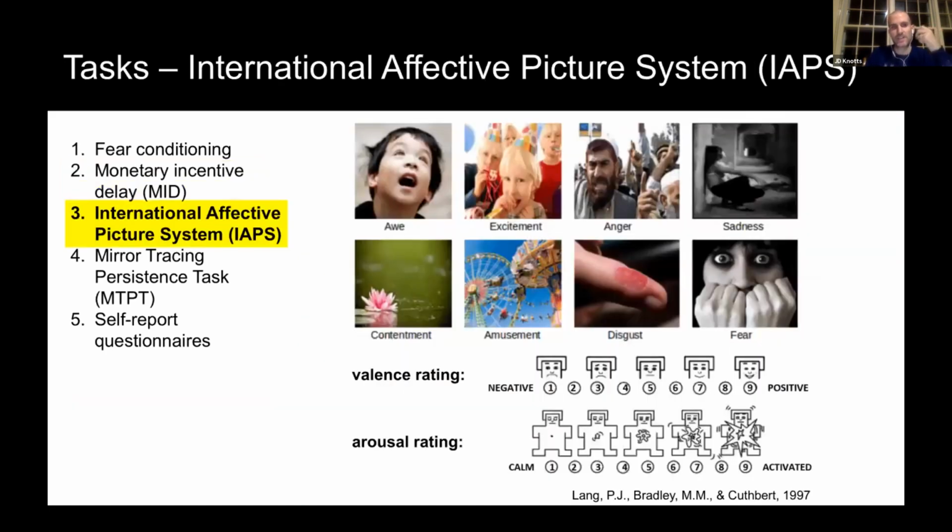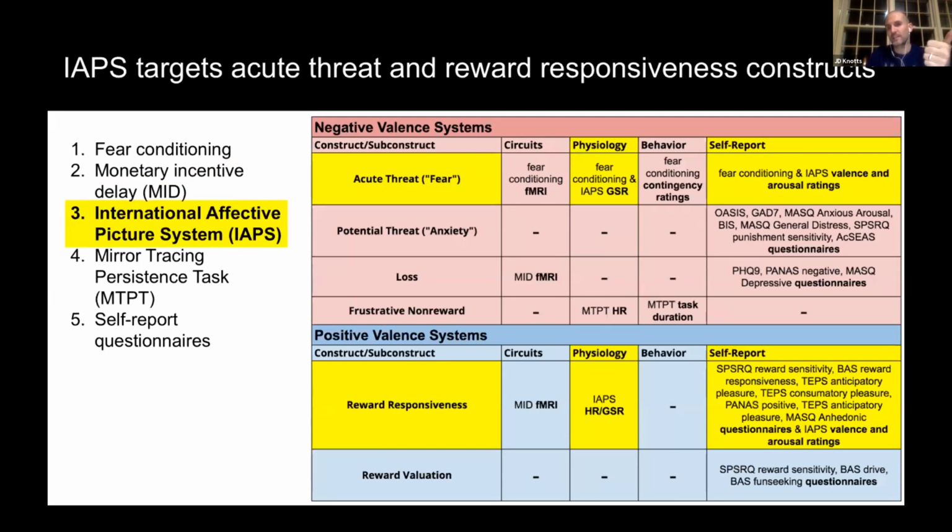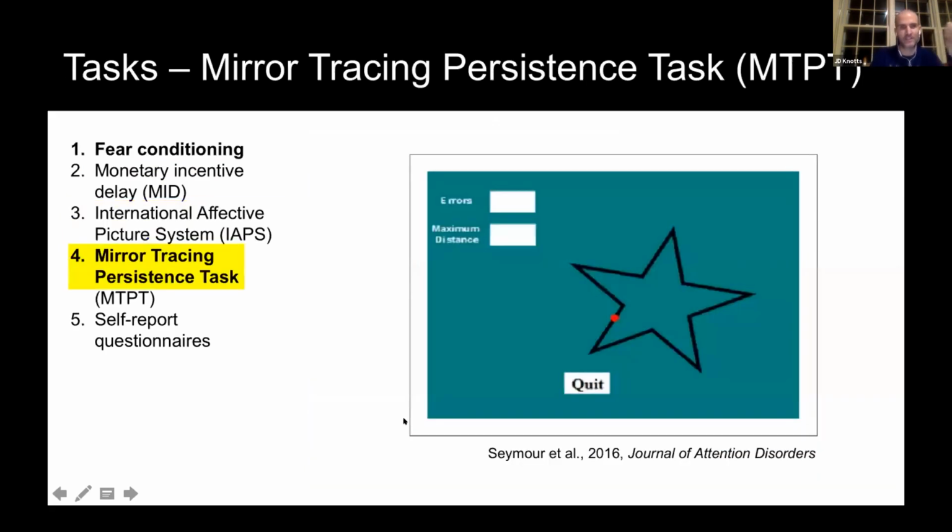Third task is this IAPS task, where we just show participants an array of images, which can have a positive, negative, or neutral connotation, and then we have them give us a valence and arousal rating. And here, we collected galvanic skin response and heart rate while people perform this task. So we're looking at the physiological unit of measurement and also self-report with their valence and arousal ratings. And here we're targeting the acute threat subconstruct of the negative valence system and reward responsiveness of the positive valence system.